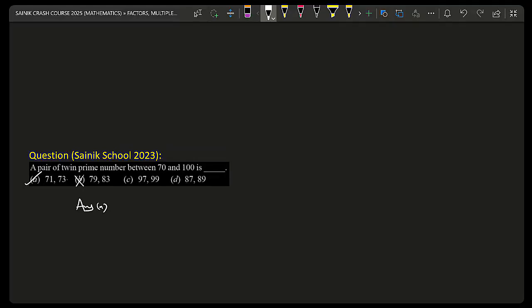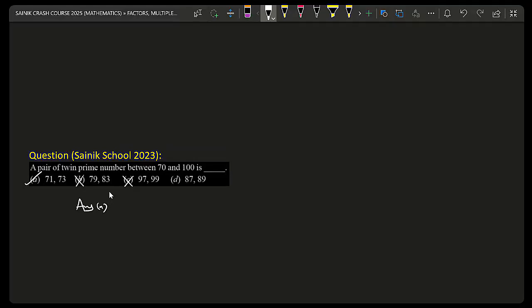Okay. Why is option D wrong? Sir, 87 and 89. First of all, both of them are prime numbers. No. Which one is not a prime number? 87, is this divisible by 3? Sir, no.